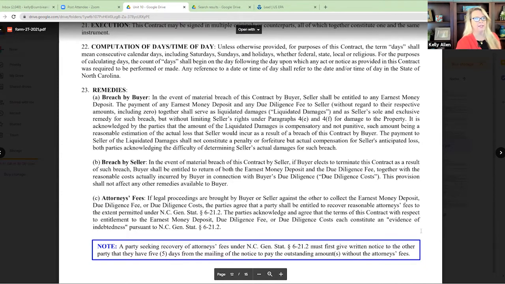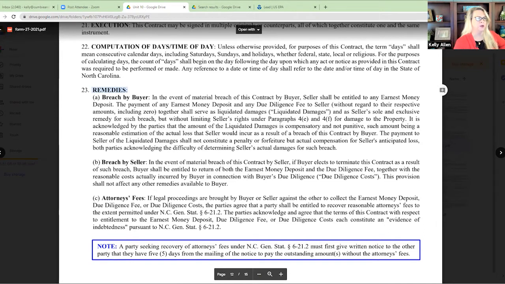But they added this number 23, which I absolutely adore. And it tells us what the remedies are if the buyer or the seller breaches the contract. Now remember, if we're under contract, breach means somebody is breaking the contract, but the terminology is breach. You break it, you breach it. Not you break it, you buy it. All right, let's go in here. So here we are.